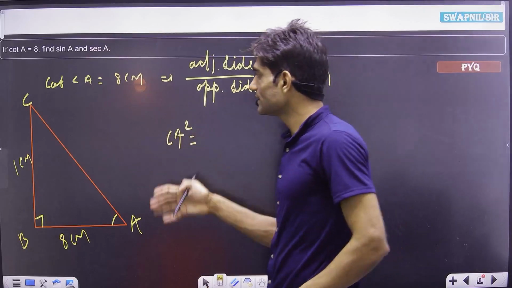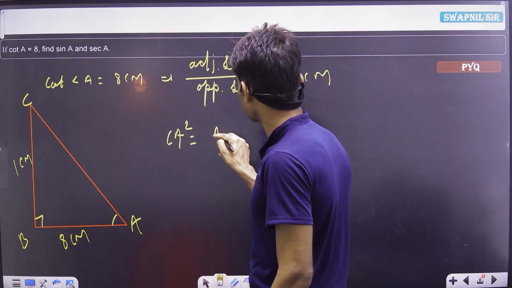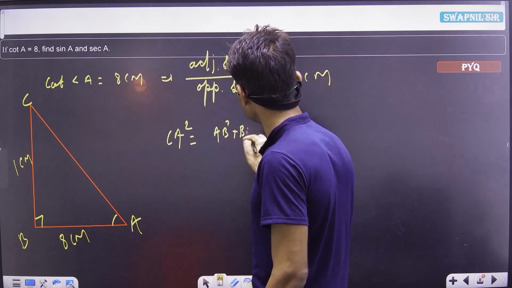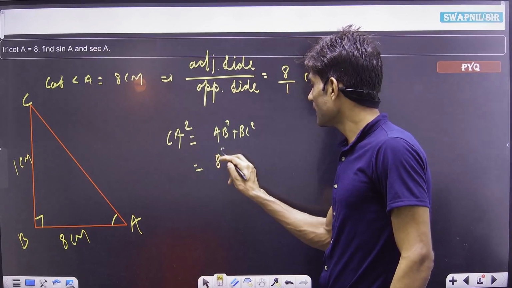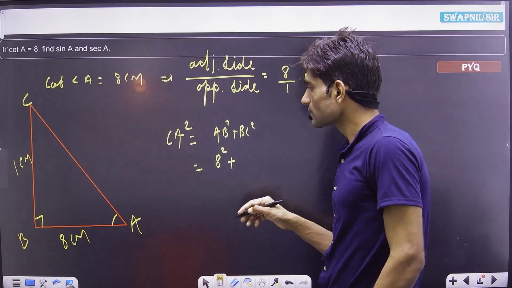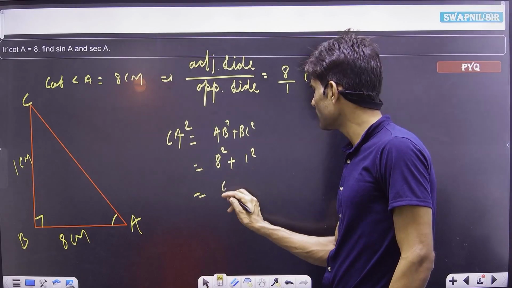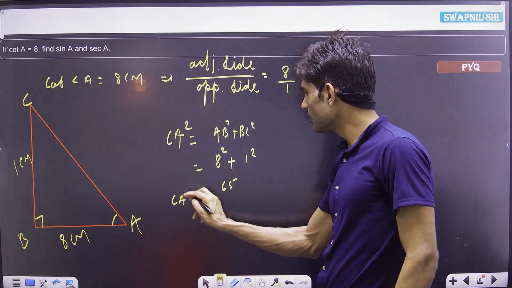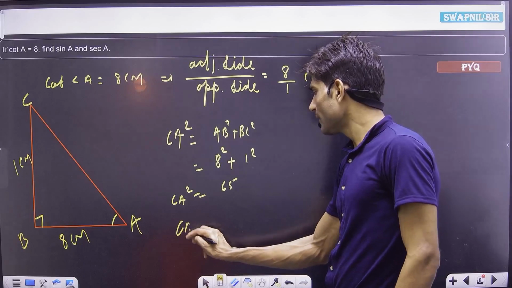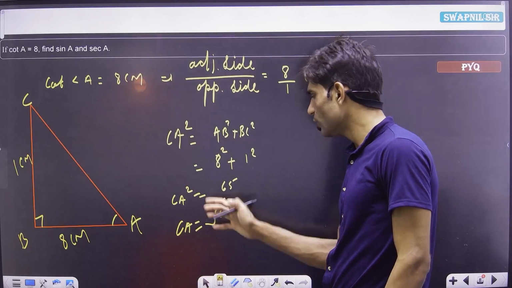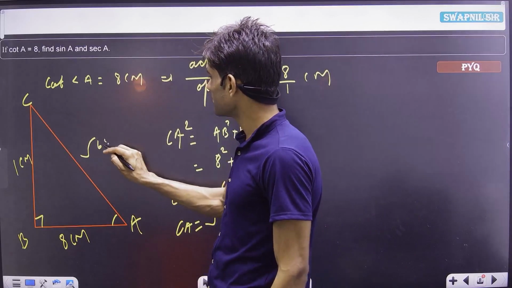So hypotenuse AC square is equal to AB square plus BC square. What is the value of AB square, which is 8 square, plus BC square, which is 1 square? 8 square is 64, plus 1 is 65, which is CA square. So CA can be written as square root of 65. Don't have an option, so directly write it under the square root, which is square root of 65.